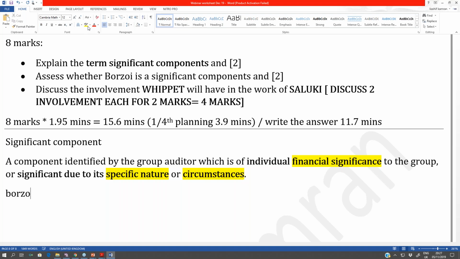Now we need to see whether Borzoi is a significant component. Let's do Borzoi. Is Borzoi a significant component or not? How would we know that? Let's do the financial analysis of Borzoi. I hope all of you know the rule for financial significance. What's the rule for financial significance? Anyone knows that? Is there any threshold to consider the component significant to the group? Rule for financial significance of a component to group.